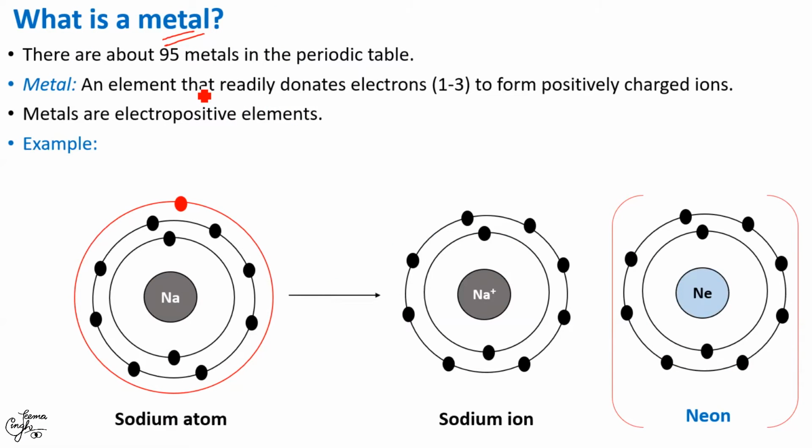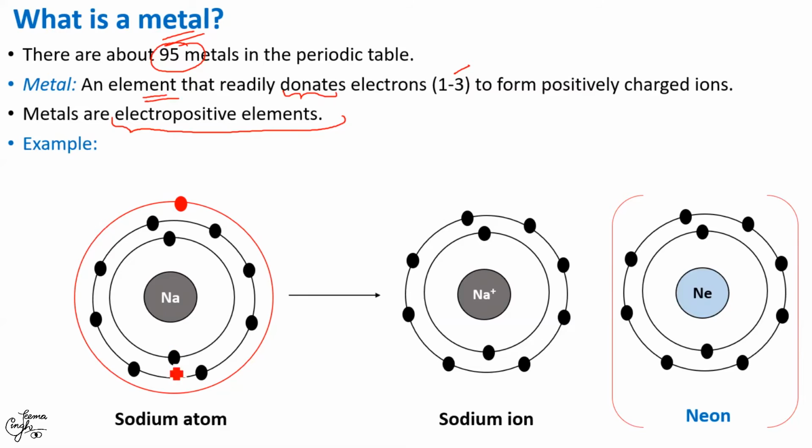We have learned that there are around 95 metals in the periodic table. In my video on metallic bonding, we also learned that in terms of electrons, metals are chemical elements that have tendency to lose one or more electrons present in their valence shells to form positively charged ions. Metals are therefore regarded as electropositive elements. After losing the valence electron, they achieve the electronic configuration of the nearest noble gas element.